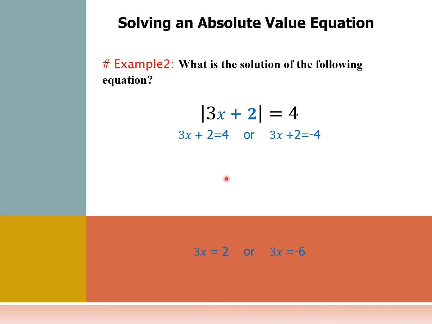So we will get 3x is equal to 2, because 4 minus 2 is 2, and here we have negative 4 minus 2, which is minus 6. Now divide by 3 for both equations. 3x divided by 3 is x, and we have 2 over 3, and in the other equation 3x divided by 3 is x and minus 6 divided by 3 is minus 2. So we have the value x is equal to 2 over 3, or x is equal to negative 2.